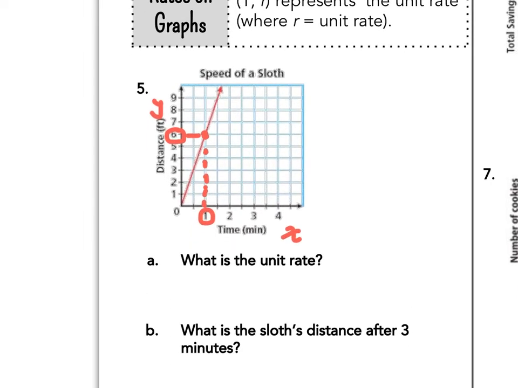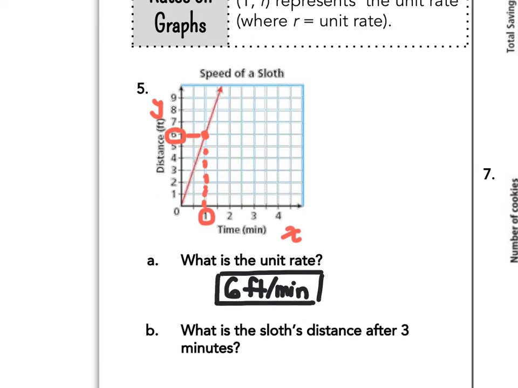And we're going to label it. Because this is labeled feet on the y and minutes on the x, you just label it 6 feet per minute. So that's the sloth's, it looks like his traveling rate, 6 feet per minute.